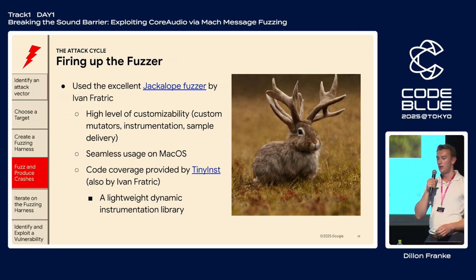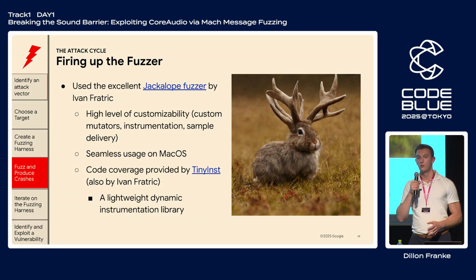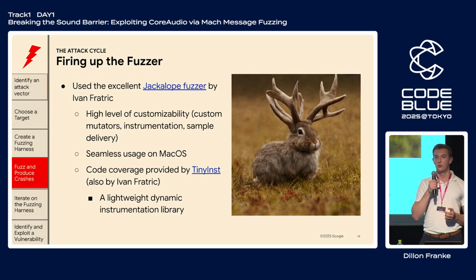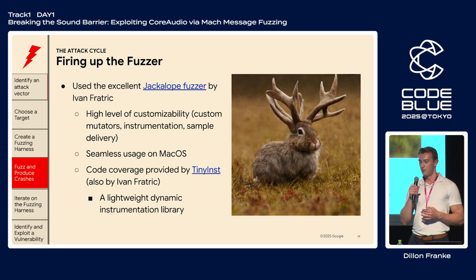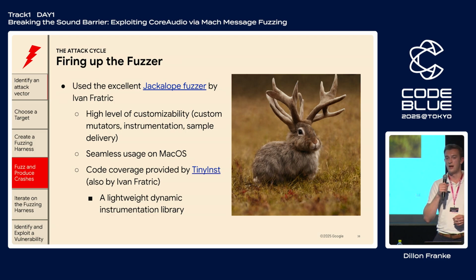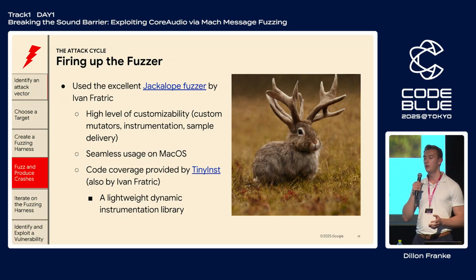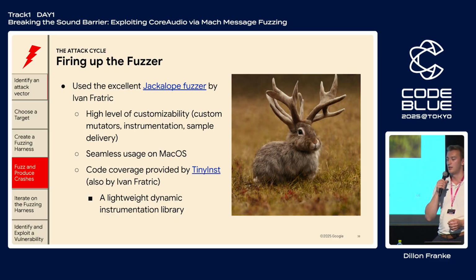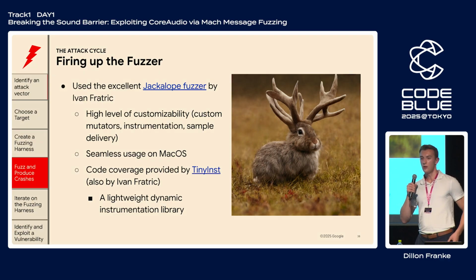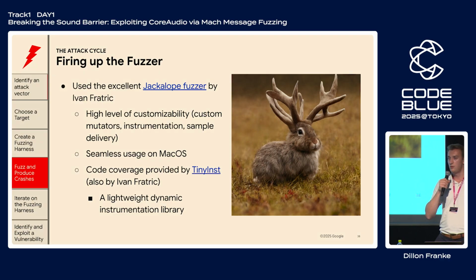It has a high level of customizability. You can write custom mutators, use custom instrumentation frameworks, use custom sample delivery, so a lot of fine-tuning you can use there. As well as one of the biggest sells for me was how seamless it was to use on macOS. And code coverage is provided with Jackalope out of the box by TinyInst, that library that I mentioned previously. This is really nice. It's a lightweight dynamic instrumentation framework, similar to Frida, which you might have used, but a lot more lightweight, which helps a lot with performance.